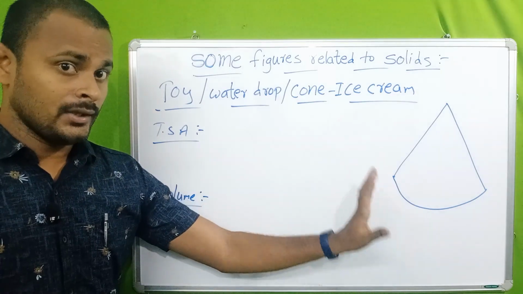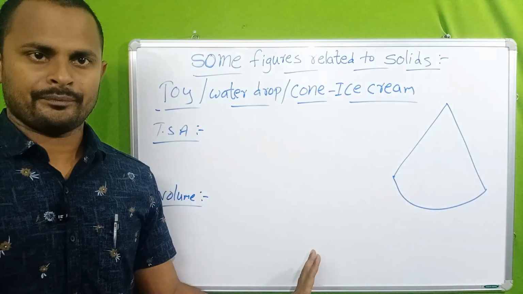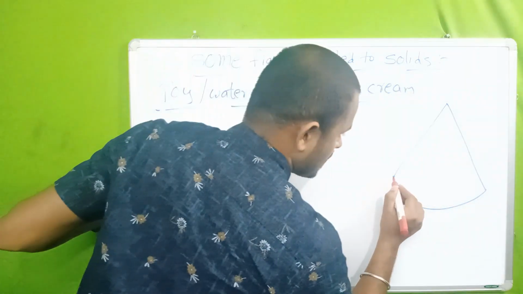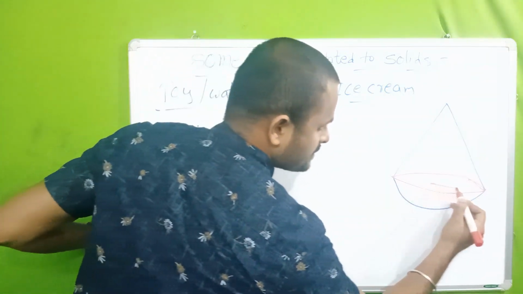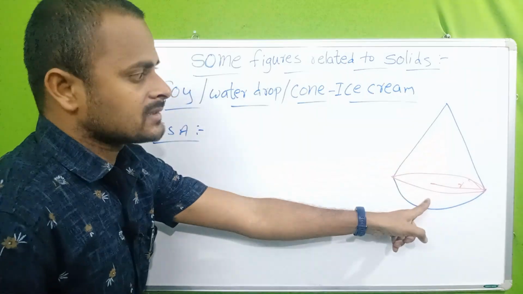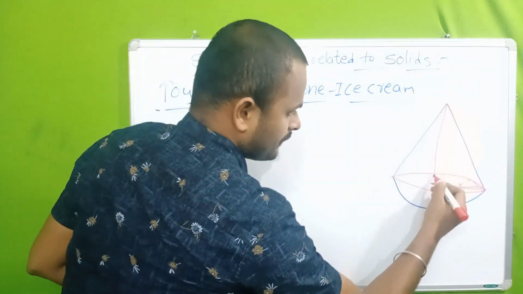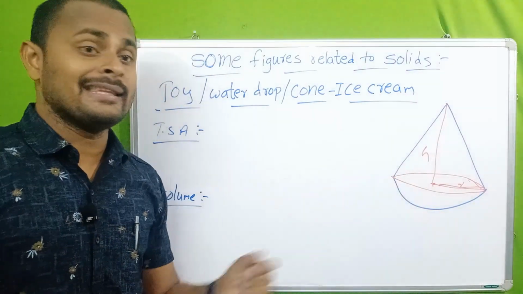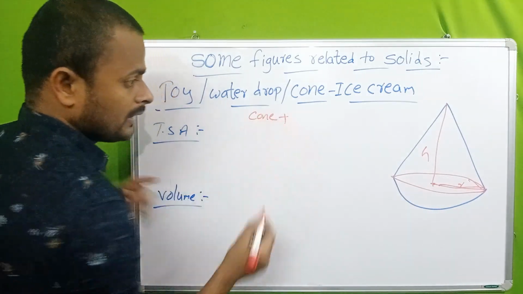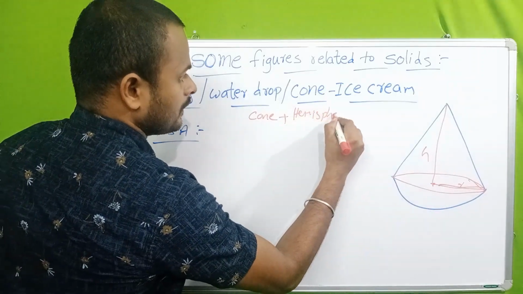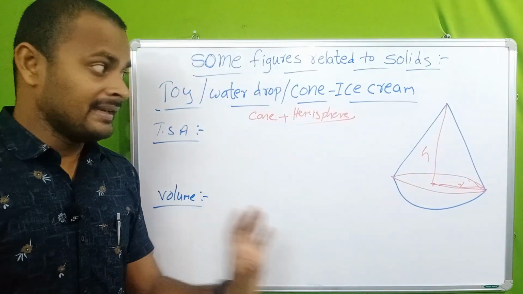By observing directly, one thing you can confirm is that this is not a single shape. That means it is not a complete cone, it is not a complete hemisphere. So it is a combination of two shapes. By observing, just draw it like this. You find that there is a hemisphere with radius r and a cone surmounted on this hemisphere. So automatically this is the radius of the cone also, and this is the height of the cone. What shapes are included in this particular toy, water drop or cone ice cream? It is the combination of two objects: one is a cone, and the other is a hemisphere.